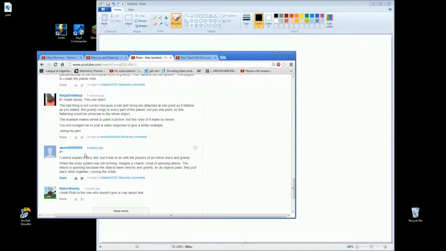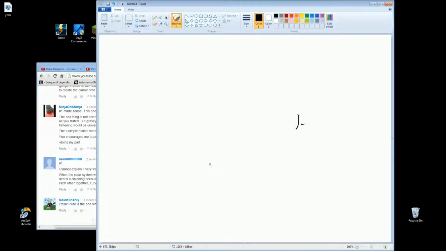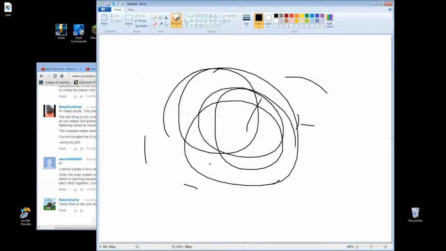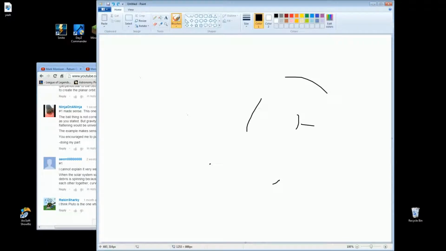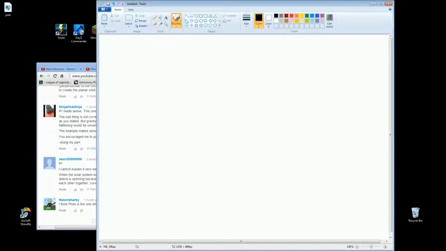So, number 1, I can't explain it very well, but it has to do with the physics of accretion disks and gravity. When the solar system was still forming, imagine a chaotic cloud of spinning debris. The debris is spinning because the objects have velocity and gravity, so as objects pass, they pull each other together, curving the orbits, right? So you got all your stuff, and all this is spinning in a circle, right? In my head, I can imagine it all very well.